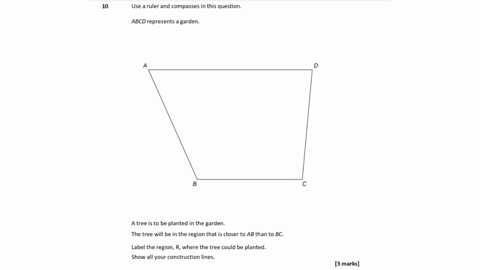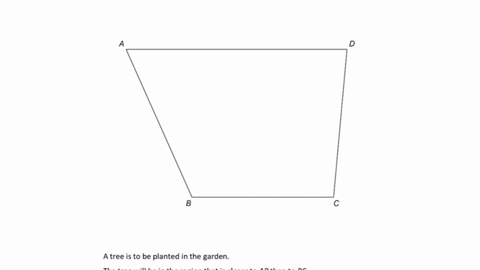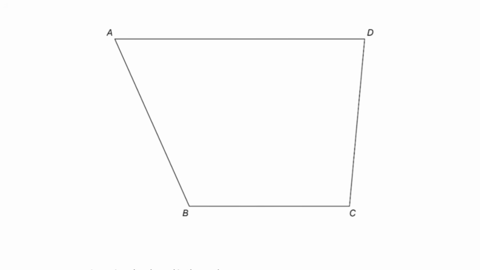Use a ruler and compasses in this question. A, B, C, D represents a garden. A tree is to be planted in the garden. The tree will be in the region that is closer to AB than to BC. Label the region R where the tree could be planted. Show all your construction lines. Okay, so first off with construction questions like this, we're going to use a pair of compasses.